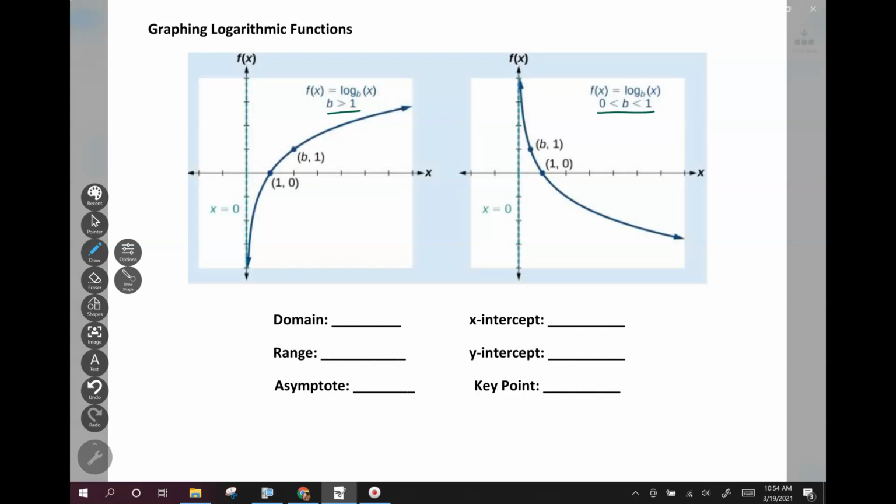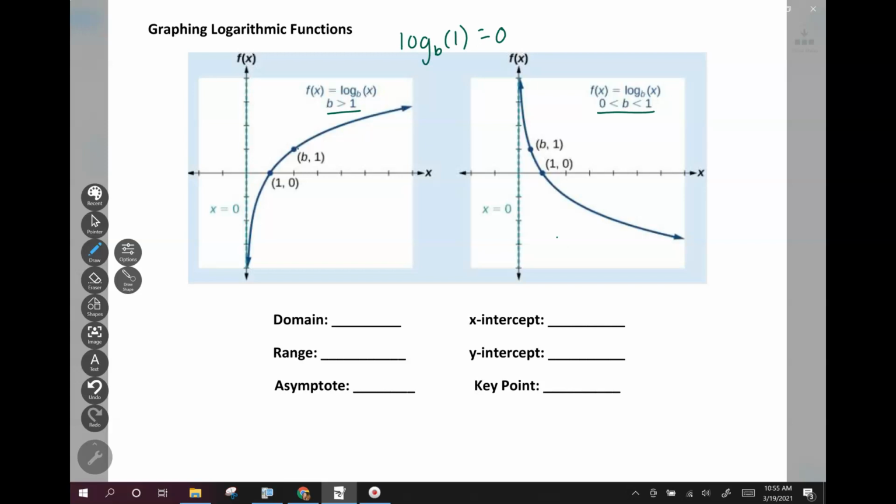Okay, and notice some key things about these graphs. You've got a vertical asymptote instead of a horizontal asymptote like you did on the exponential function, and it is at x equals 0. You have an x-intercept at (1, 0). And think about it, that's because if you plug in 1 for x, you have log base b of 1. And remember, log is saying b to what power equals 1? And so that's always going to give you 0. Anytime you have a 1 in your log, you're going to get 0.